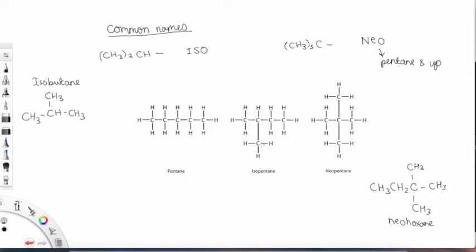But as you can see here, pentane can take on all 3 forms: the classic pentane, which is unbranched, and then the isopentane, which has this part, and then also a neopentane, which has these on both sides.